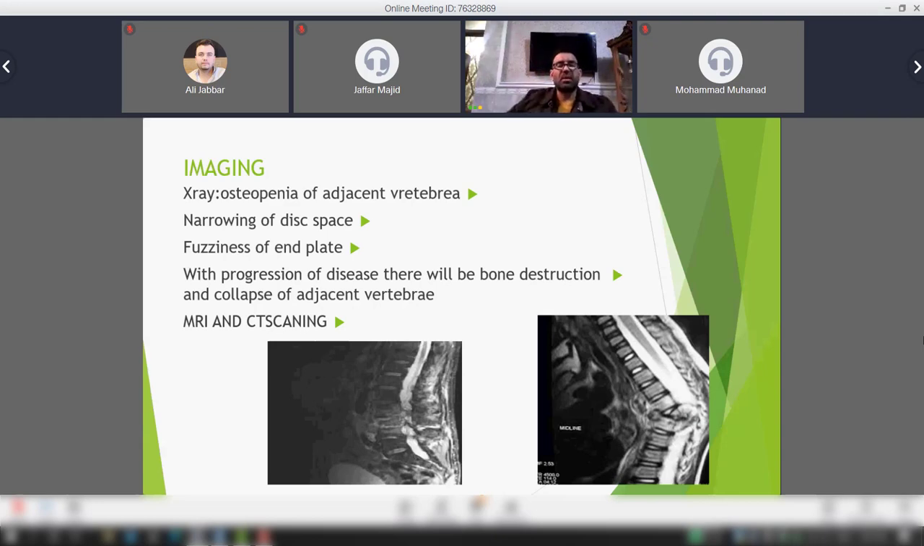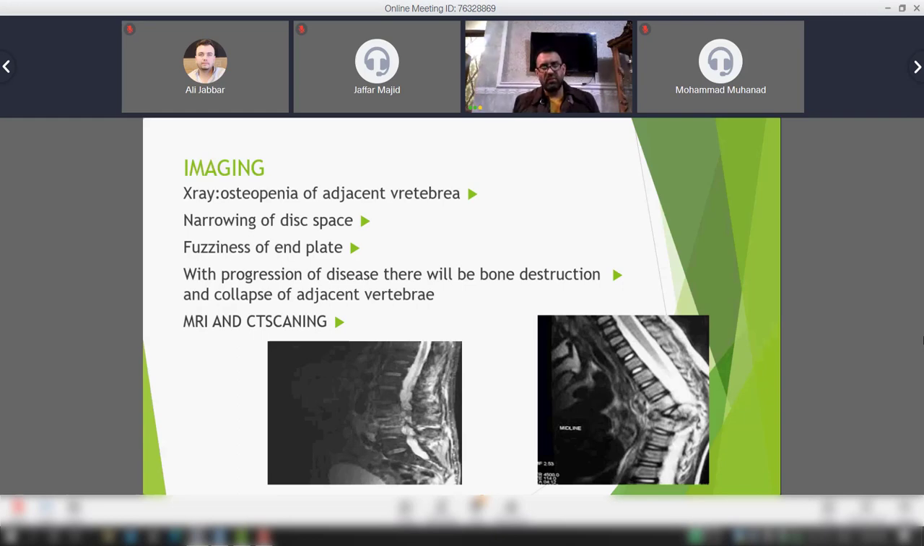X-ray shows osteopenia of the adjacent vertebra, narrowing of the disc space, fuzzing of the end plate, fuzzing meaning loss of clear margins. With progression of the disease, there is bone destruction and even collapse of the adjacent vertebra. Diagnosis by the X-ray, and then, as we said, we can do a tuberculin test, Mantoux test, and then we go for the MRI, which will appear quite clearly.